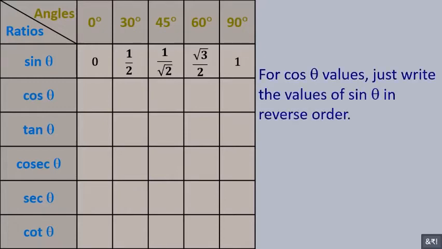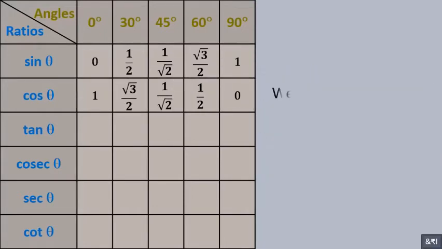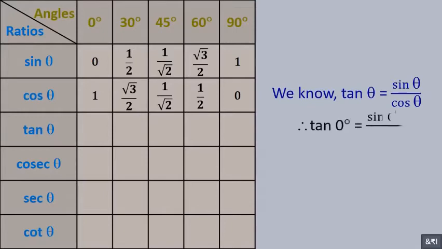For cos theta value, we just write the values of sine theta in the reverse order. That is, the fifth value will become first and the fourth value becomes second and so on. Now we know tan theta is equal to sine theta upon cos theta. So we just have to divide the values.